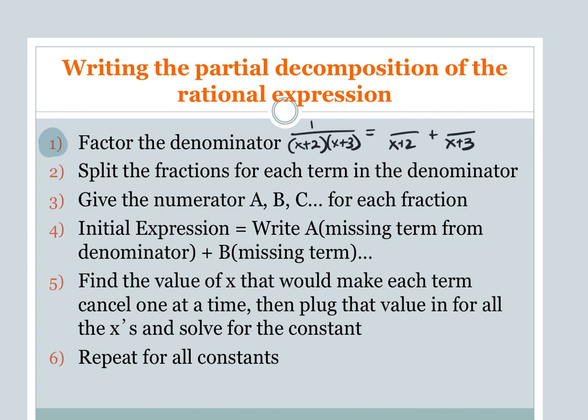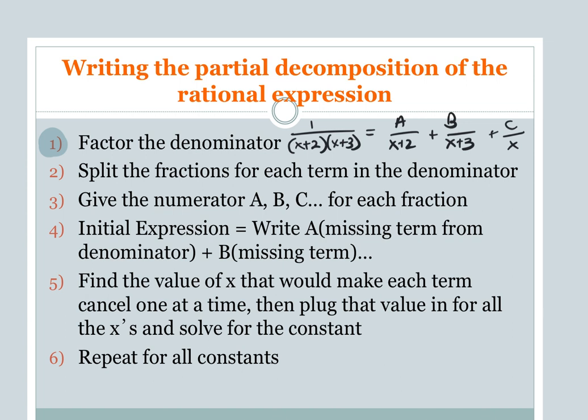Then we give the numerators a, b, c, and so on and so forth for each fraction. So the first one gets a, the second one gets b. If there was a third one, it would get c. Let's just say it said something like that. Then this is where the wording gets weird, but when you see it, hopefully it makes sense.